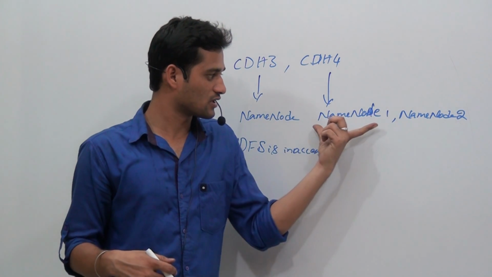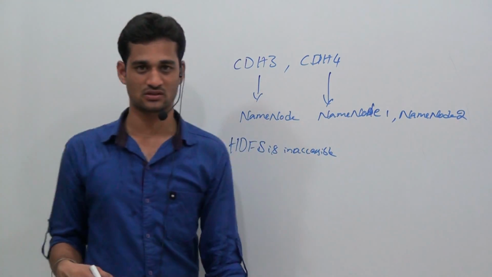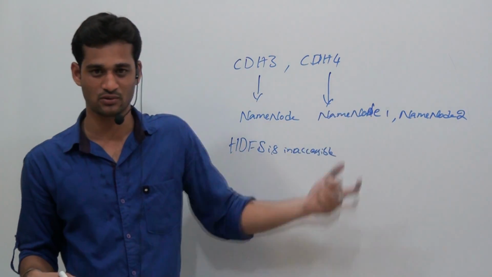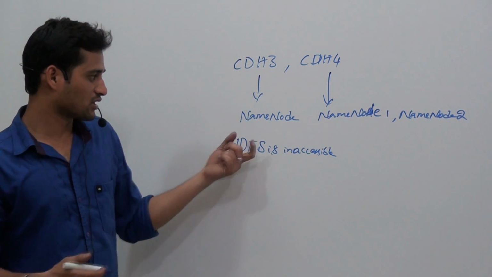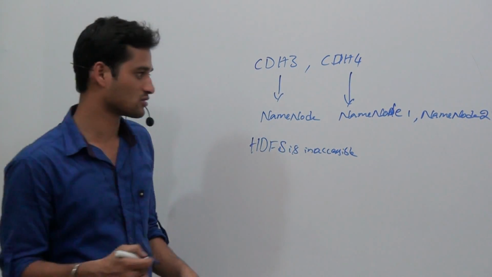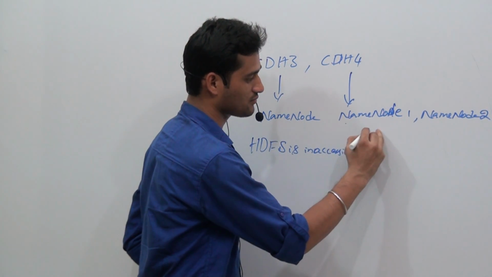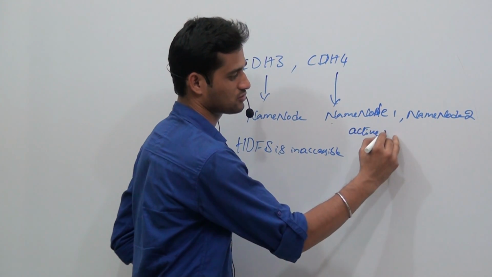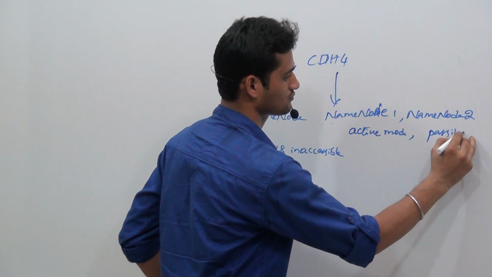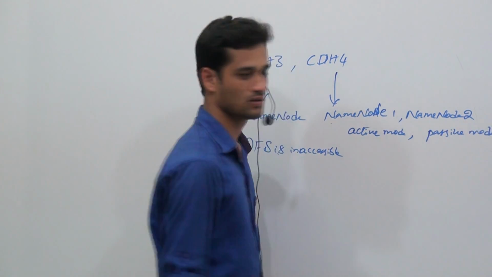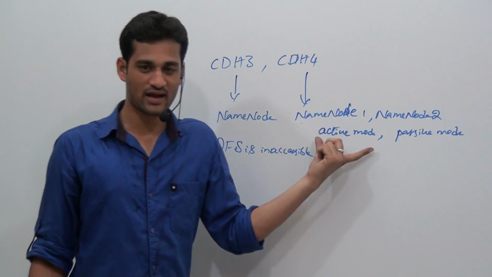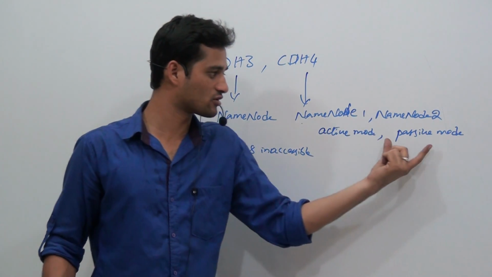But in CDH4, if this name node goes down, this other name node will come into the picture. Simply put, you have high availability of name nodes. As CDH3 has only one name node, if it goes down, the entire cluster is inaccessible. But here, this name node is in active mode, and this one is in passive mode. So two name nodes will be there in CDH4: one in active mode, another in passive mode.